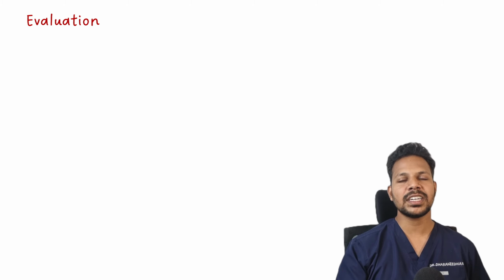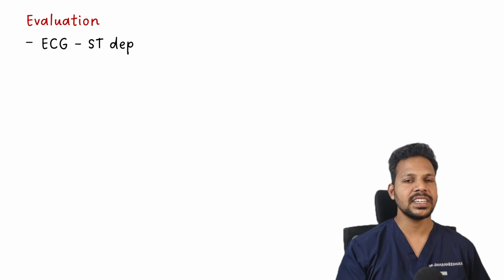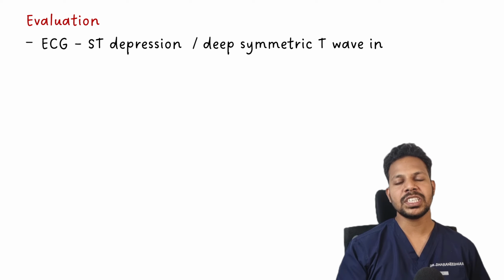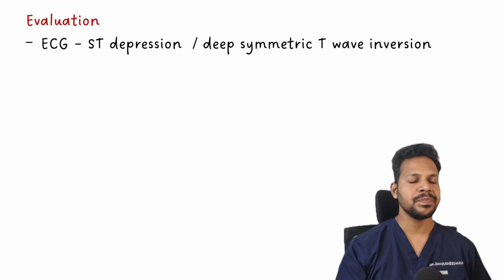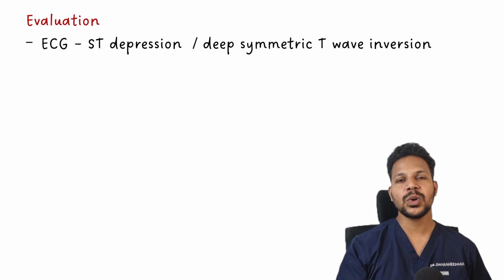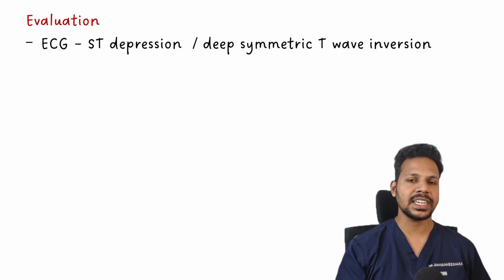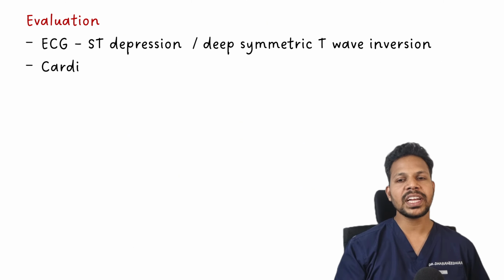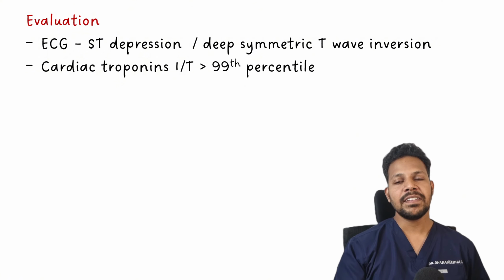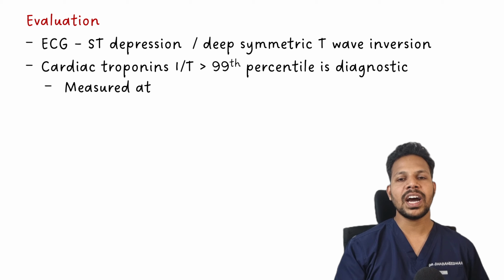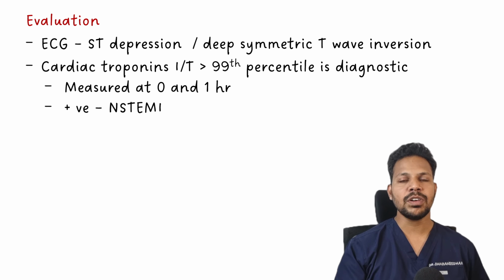The evaluation starts with the basic investigation, which is an ECG. ECG shows ST depression or deep symmetric T wave inversion. And the cardiac troponins are going to differentiate between unstable angina and NSTEMI. So when you look at the cardiac troponin I or T, when it is more than the 99th percentile at 0 or 1 hour, then it is diagnostic of NSTEMI.